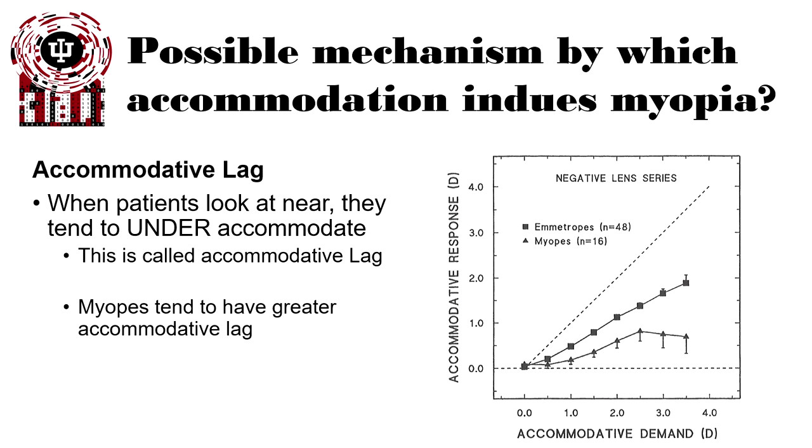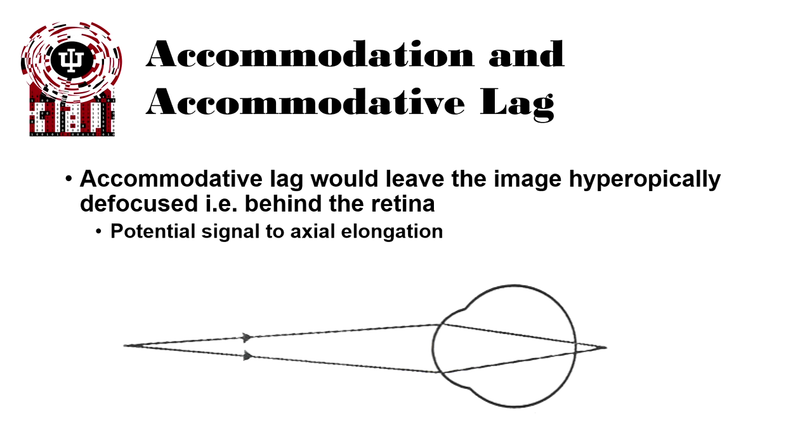It was initially proposed that myopes tended to have a greater accommodative lag, which you can see here on the right. Emmetropes are the squares, myopes are the triangles. On average, the myopes have a higher level of accommodative lag as they look at near targets. Now, what happens if they under-accommodate? That would leave the image hyperopically defocused, or behind the retina. And so this might be a potential signal for axial elongation.